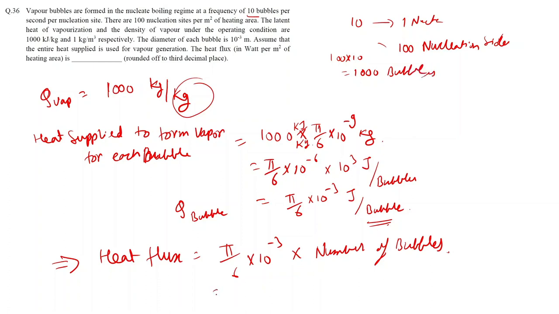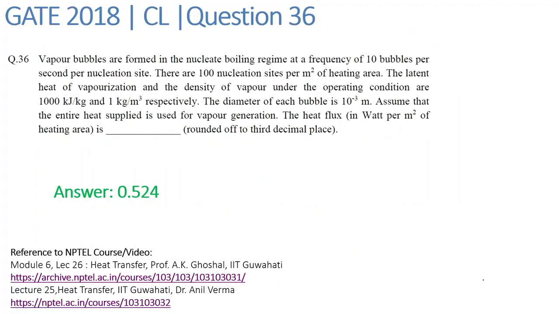We can multiply this over here. That will become pi by 6 into 10 raised to minus 3 into the total number of bubbles, that is 1000. So ultimately the heat flux will become pi by 6, so this will come around 0.5235 watt per meter square. So the final answer is the heat flux will be 0.5235 watt per meter square. We can round off to the third decimal place as 0.524. So the final answer, that is the heat flux, is 0.524.